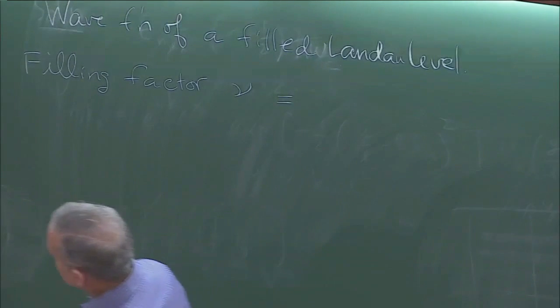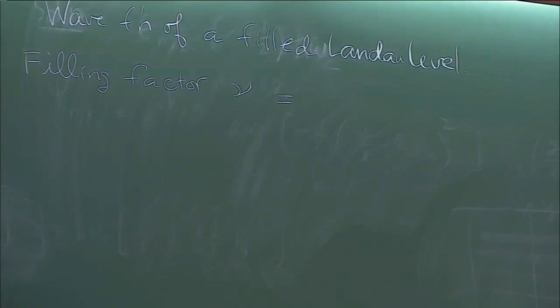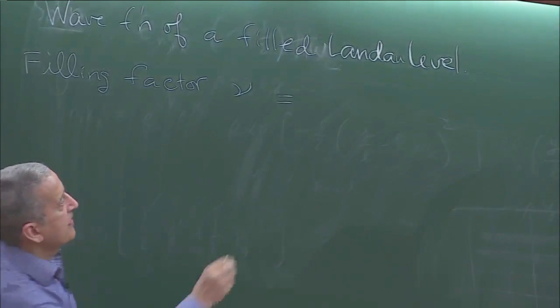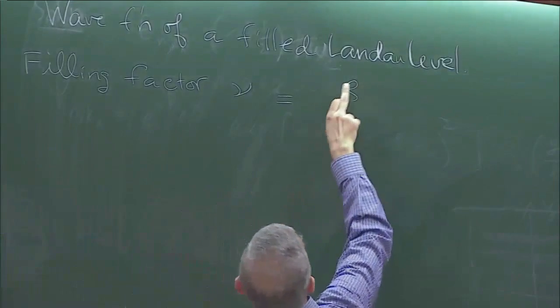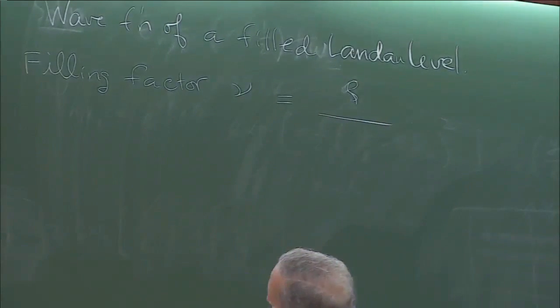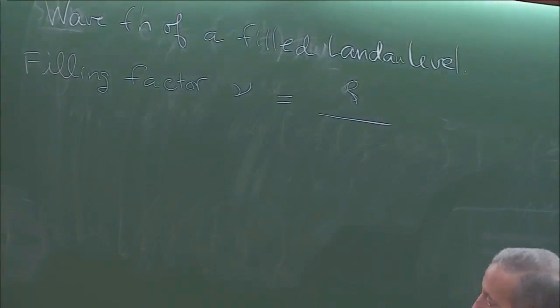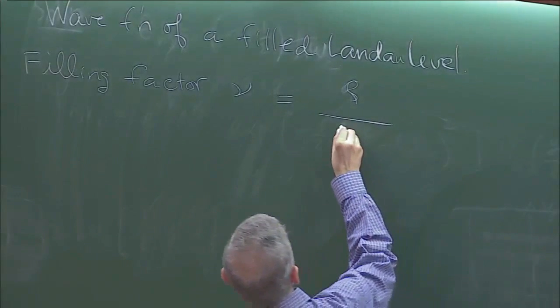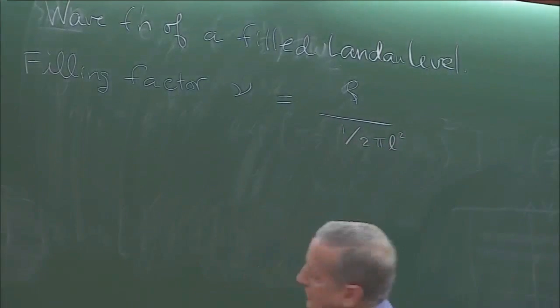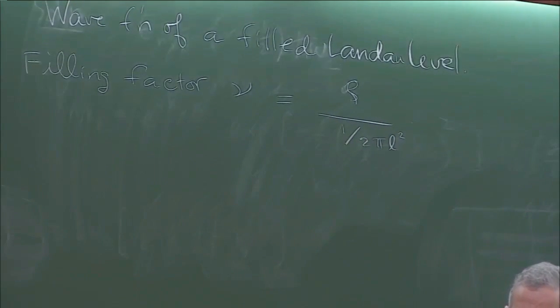So I know the degeneracy per unit area per Landau level. If I know the density of electrons, and I'm going to call it rho, I divide it by the degeneracy per unit area per Landau level. And that's the filling factor.